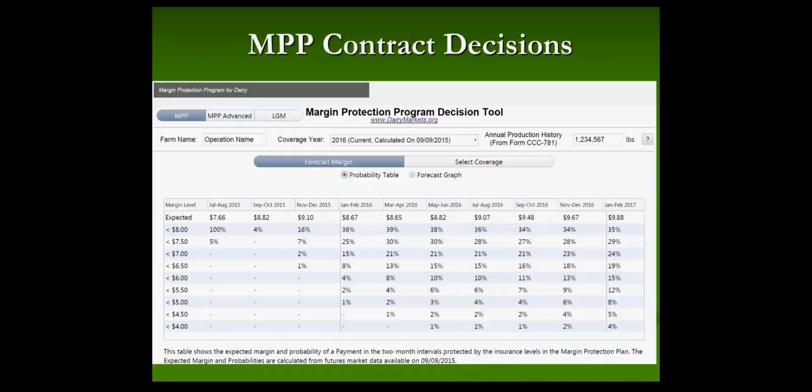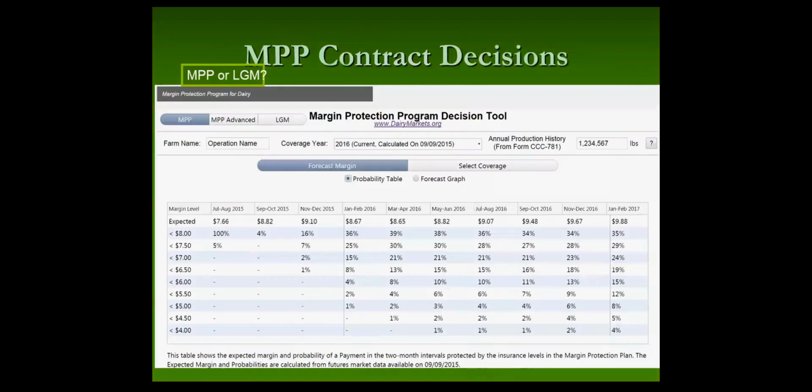I'm going to give you a quick overview of what the program does. The program will analyze both the margin protection program and also the livestock gross margin, the LGM program. That's the first step: you look at your coverage year. Whether you want 2016, you can go backwards and look at history and see what this program would have done, all the way back, I think, to 2007. You can see the projected and the actual as well.